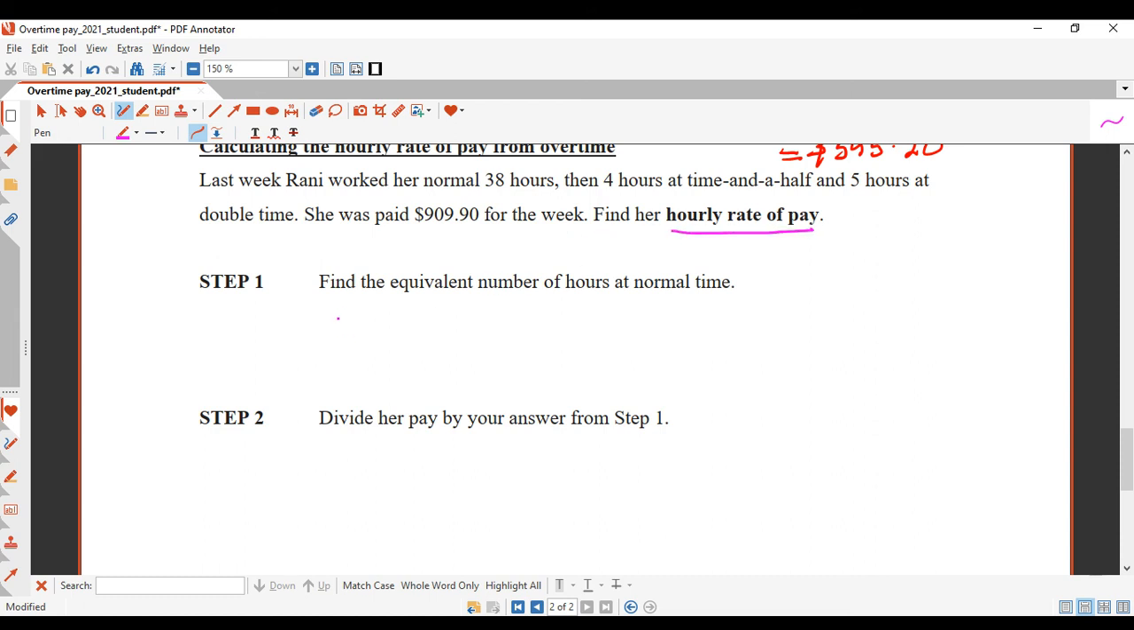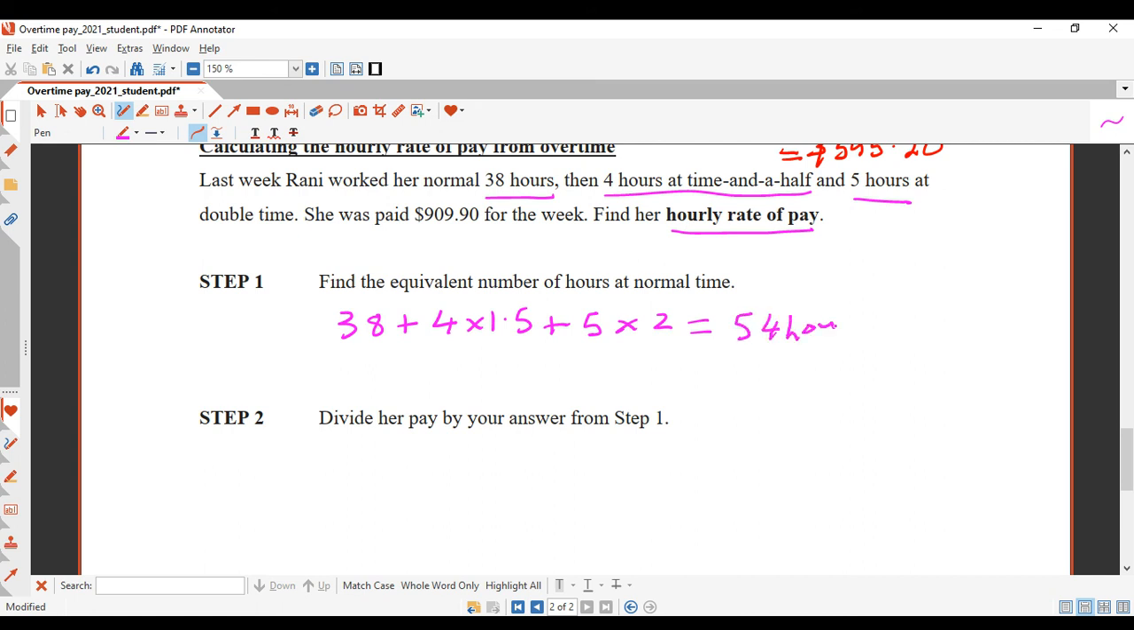If you get a question like this, the first thing you're going to do is find the equivalent number of hours at normal time. So let's work that out. 38 hours at normal time. Then she did 4 hours at time and a half. Then 5 hours at double time. So let's work that out. It's 38 plus 6 plus 10. That's going to give you 54 hours.